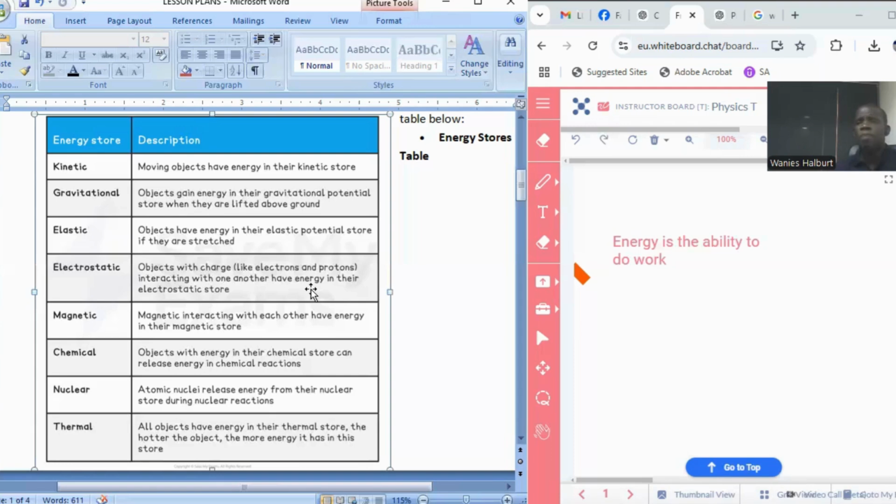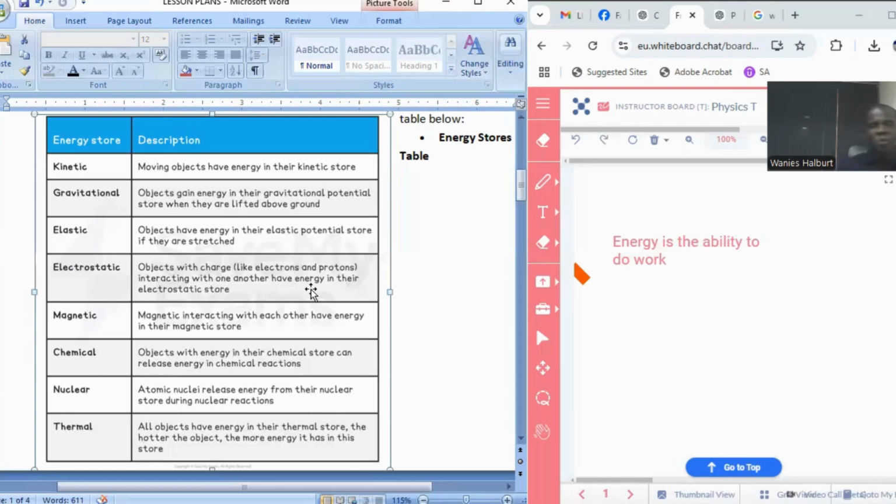Then we have static objects that carry charge. We talk about electrostatic objects. There is an electrostatic store where the charge is stored. That form of energy is stored there. Then we have the magnetic energy store. Now, the magnetic energy store is associated with magnetic objects. That is where they store their own energy.